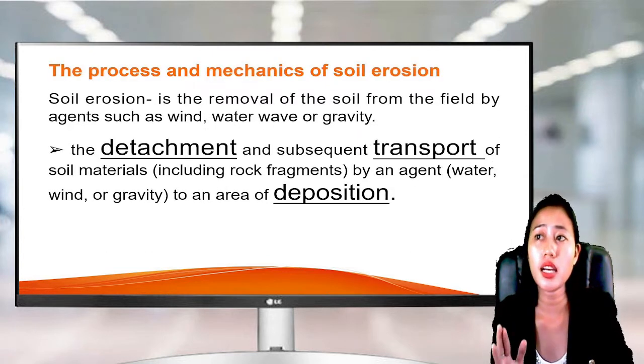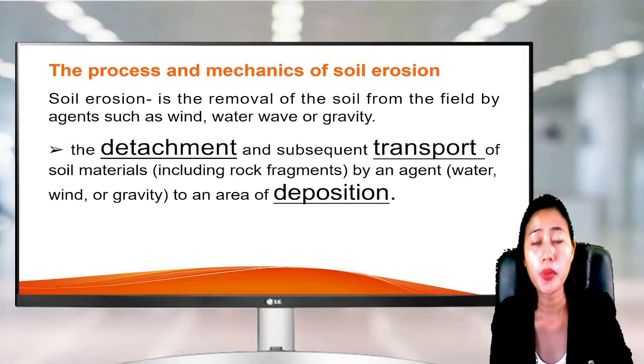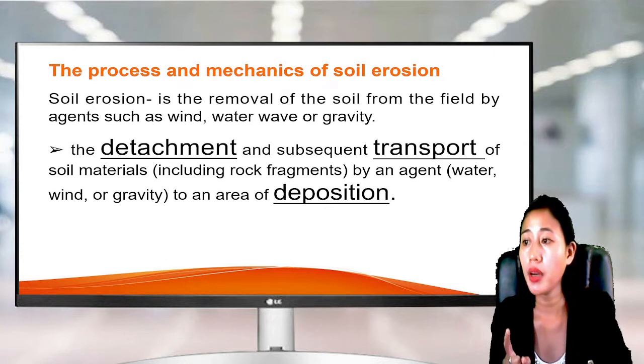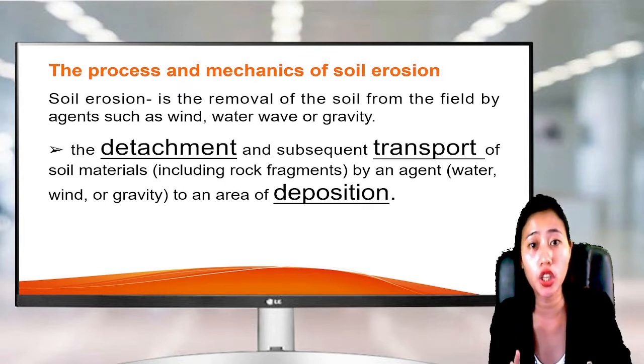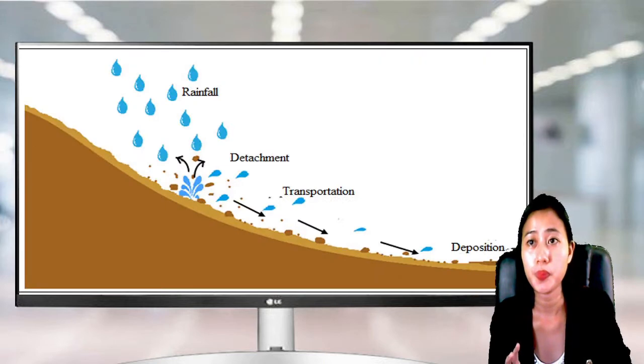So the process and mechanics of soil erosion. Soil erosion is a removal of soil from field by the agents such as wind, water, and or gravity. So the detachment and subsequent transport of soil materials, including rock fragments, by an agent of water, wind, or gravity to an area of deposition. So we have here an illustration on how it works.